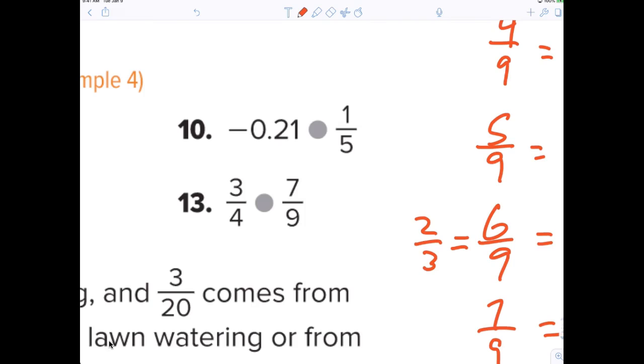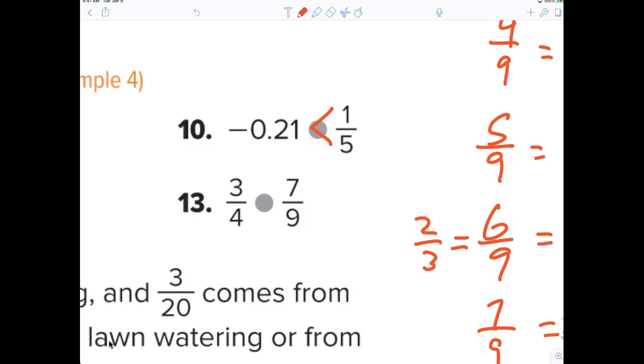Better than that. Better than that, Sean. There's a better explanation. That's exactly right. 0.21 is a negative. So that automatically makes it what? That's exactly correct. Less than.